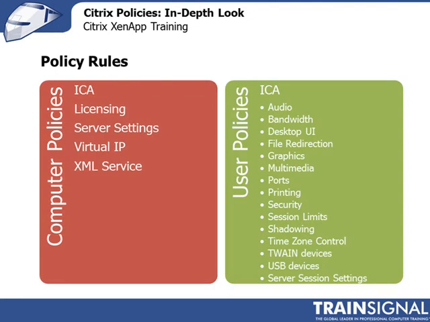Before we go ahead and get started with the policies, I wanted to make sure you understand the difference and how it's going to be broken up. There are two types of policies with Citrix policies. There are the computer policies, which affect XenApp servers in general. These policies have different categories: you have the ICA, licensing, server settings, virtual IP, and XML service.